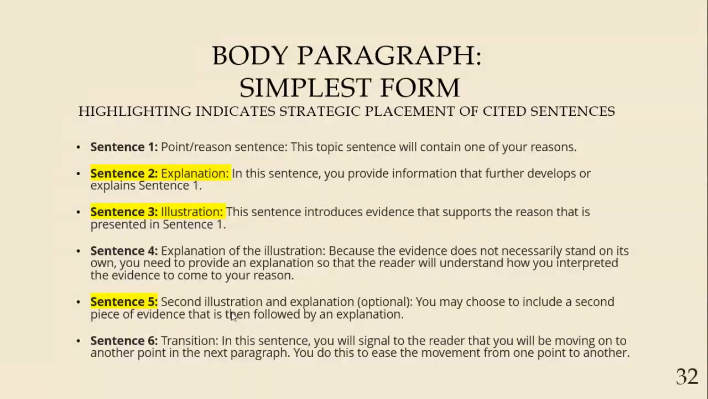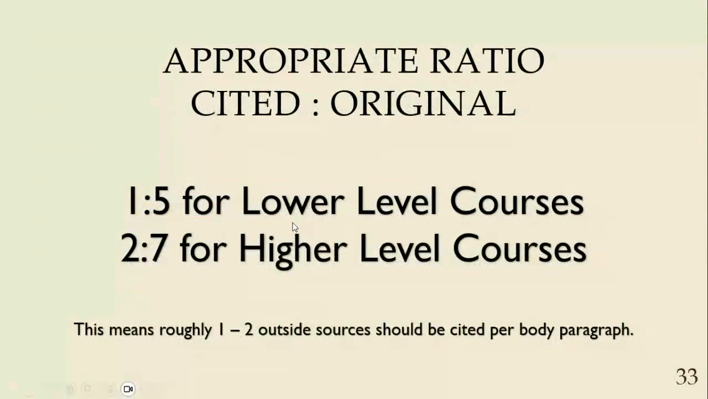But for now, the takeaway that I want you to have is just think of the top sentence as the top bun of the sandwich. Think of sentence 6 as the bottom bun of the sandwich. Somewhere in the meat and the vegetables, that's where you put that cited sentence. Keep it somewhere in the middle. Now, an appropriate ratio for cited to original sentences is about 1 to 5 for lower courses. So that means roughly one outside source per body paragraph should be cited. 2 for 6, so slightly higher for higher level courses.